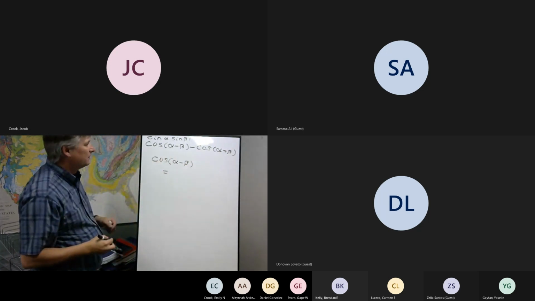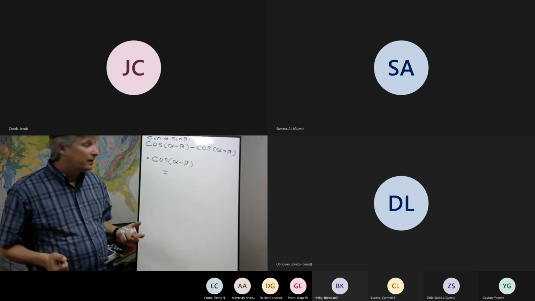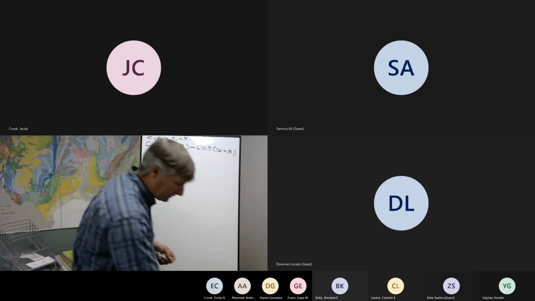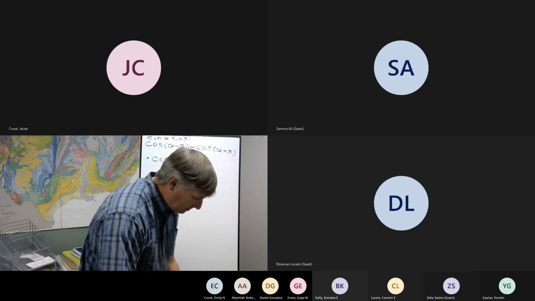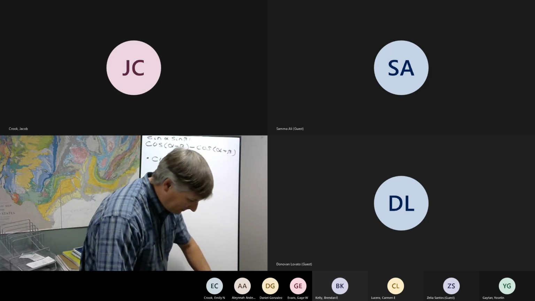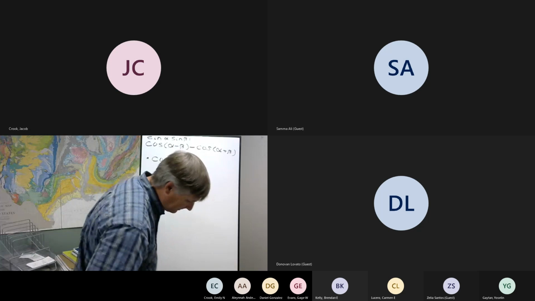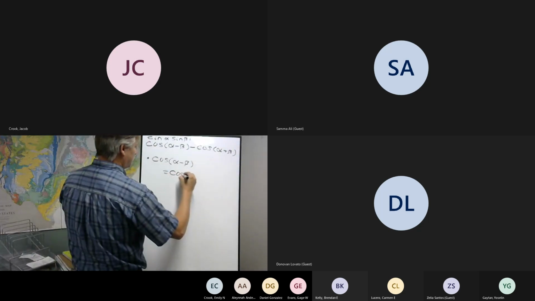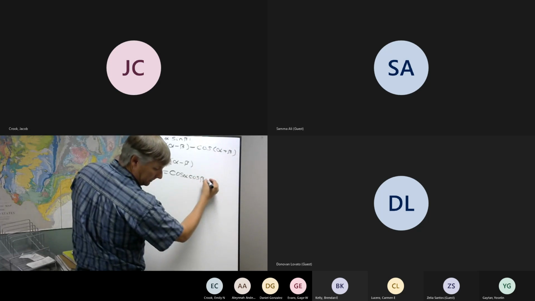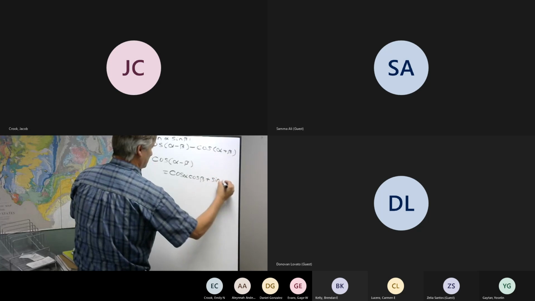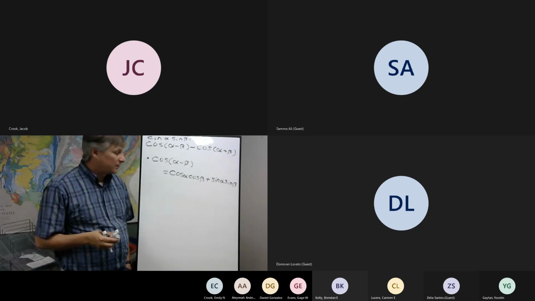So let's compute this part first: cosine of alpha minus beta. What this means is you're going to look up your difference formula for cosine. So take a journey into the past. I'm going to go to section 6.2 here. Looking at 6.2, I have cosine alpha, cosine beta, plus sine alpha, sine of beta. So that's our difference formula.